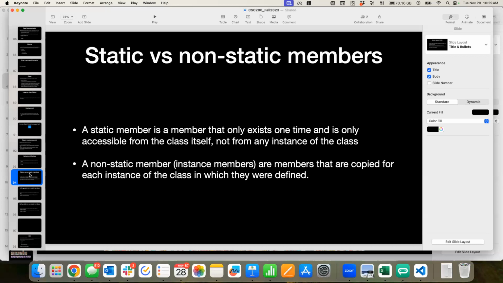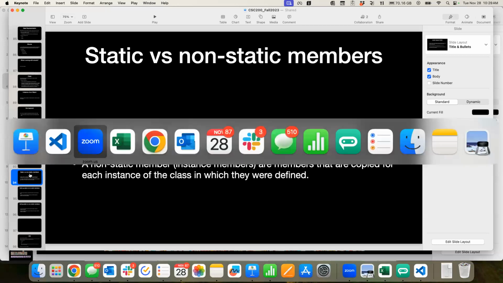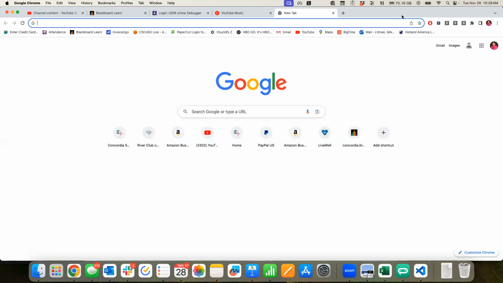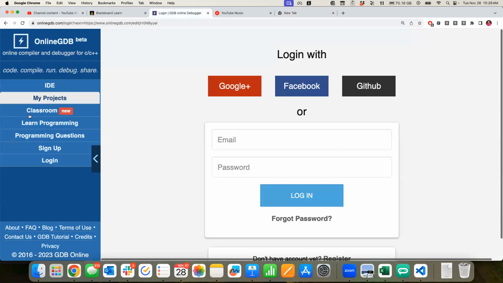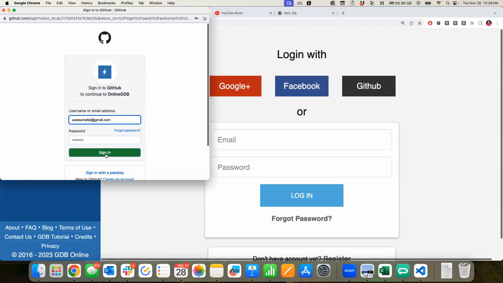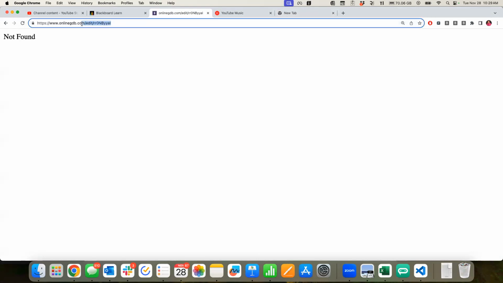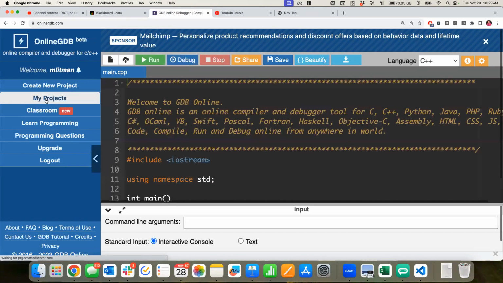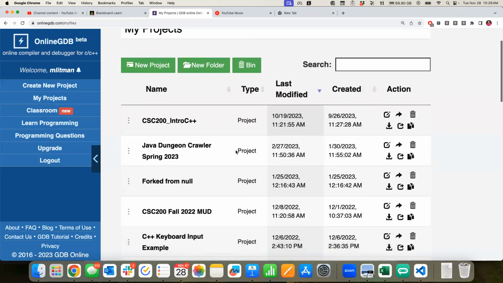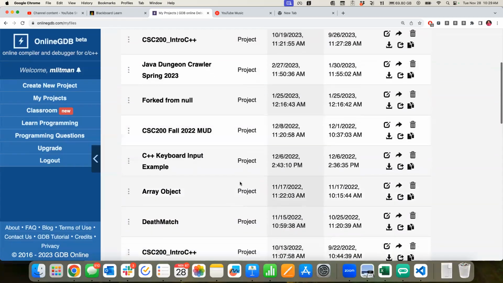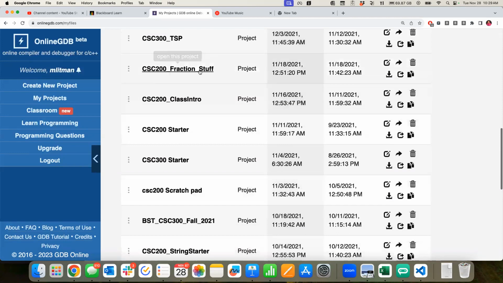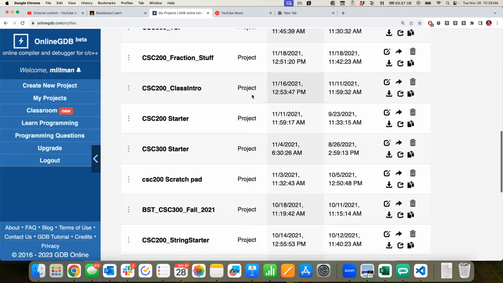Let me actually pop that open here while we're talking about it. Who do I log in as here? Do I log in as my GitHub? Oh, perfect. This is my fraction stuff. No, that's from 2021. That's old fraction stuff.